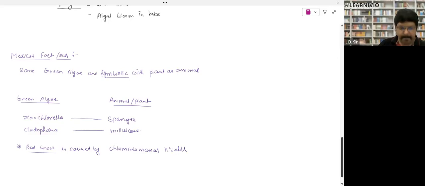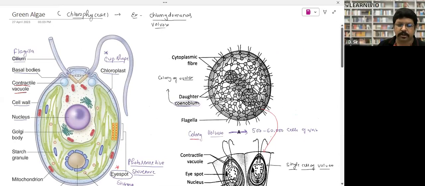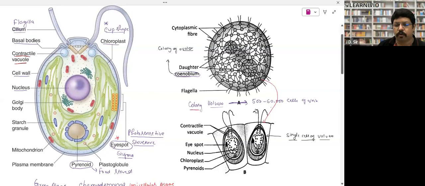Coenobium, I have already told you, we have already discussed that Volvox has a colony. This is a colony of Volvox, a ball-like structure where further colonies are being made. So these are daughter colonies, and it's a big colony. A colony of Volvox may have 500 to 60,000 cells, and this structure is called Coenobium. That question has been asked: how many cells can be in a Coenobium? 500 to 60,000.